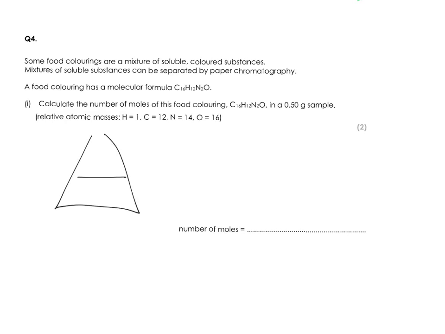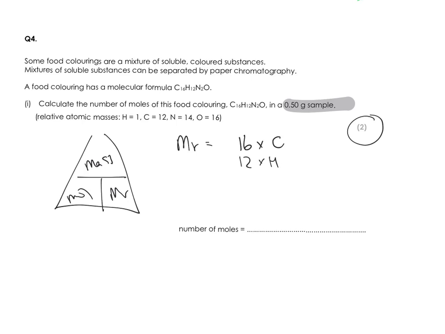So we just need to use the appropriate formula to do that. So the formula we're going to use is mass equals moles times MR. The reason we're using that one is because we have been given a mass to use. The first thing we've got to work out is the MR though, and that's what we get one of these marks for. So for the MR, we've got to look at the fact we've got 16 carbons, 12 hydrogens, 2 nitrogens, and 1 oxygen. I've got that from this formula here.